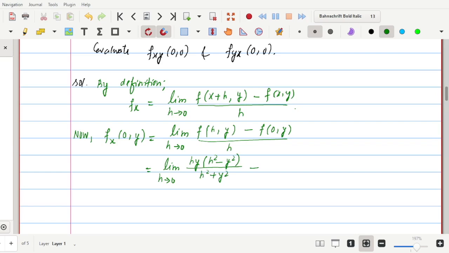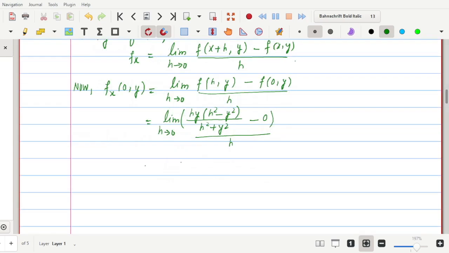Now in the given function, when we evaluate f(0, y), that will be equal to 0, and we have whole divided by h. Now let's simplify this. This is equal to limit h tends to 0. So now this h and this h get cancelled. So we are left with y into (h² minus y²) divided by (h² plus y²). Now in this function, when we let h be equal to 0, we get minus y³ divided by y², which is equal to minus y.